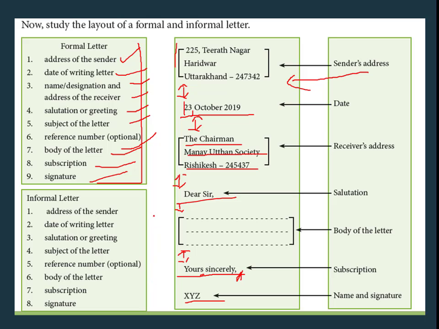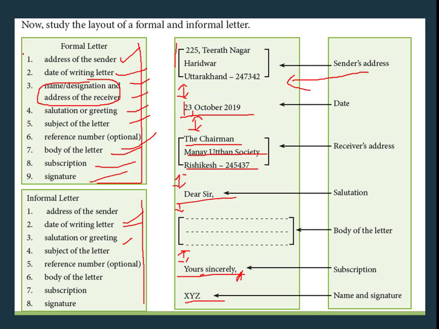So here are the elements of the informal letter that we are going to study. So address is there, date of writing is there, then salutation or greeting comes. So what is missing here? The name and designation and address of the receiver. So that is not here.